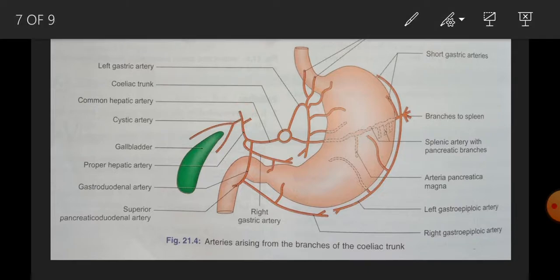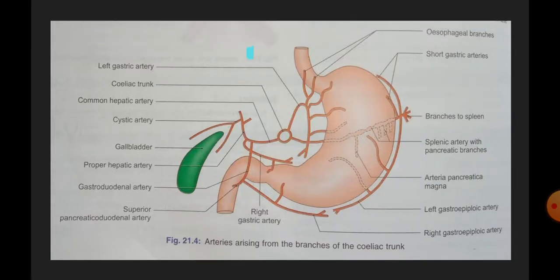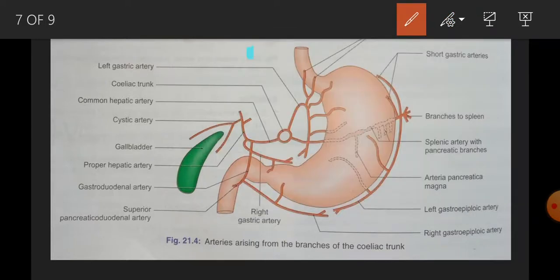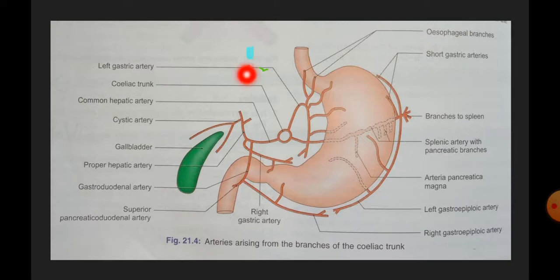We know in the porta hepatis, we have the portal vein more posteriorly. Anterior to that we have the hepatic artery and to the right we have bile duct. So, in the right free margin of the lesser omentum, the artery runs in front of the portal vein and to the left of the bile duct. Within the porta hepatis, it terminates by dividing into right and left hepatic branches.